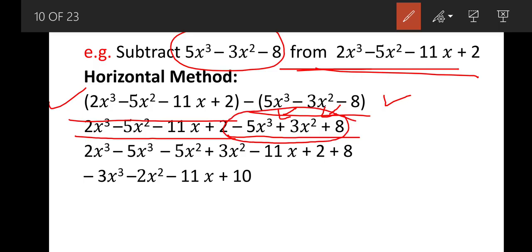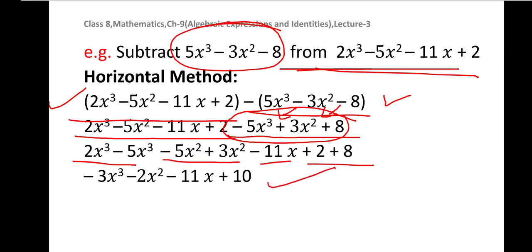After changing the sign, I have written the like terms together. These two are the like terms. Likewise, I have written every like term together and I will be able to get the answer.